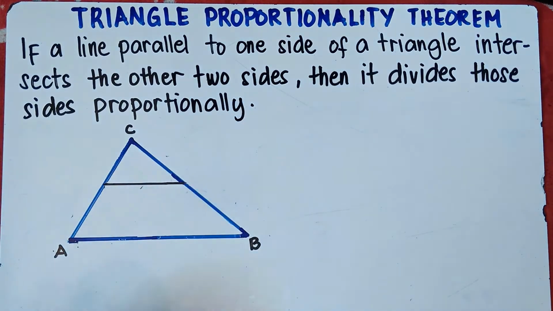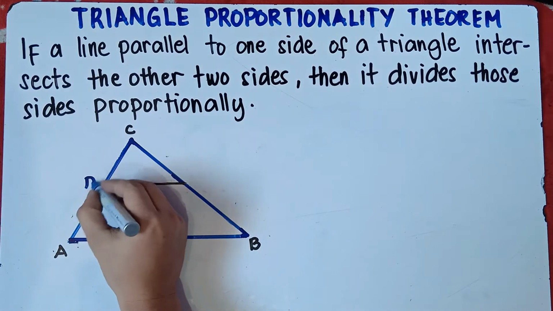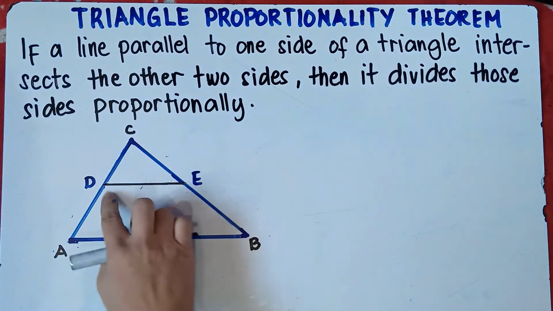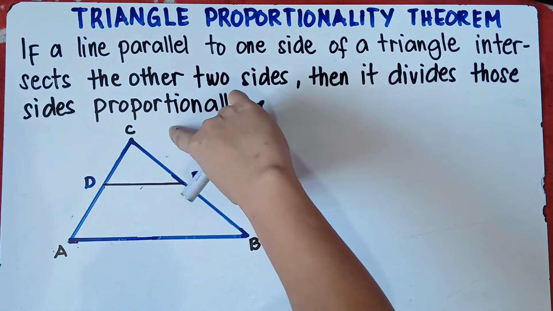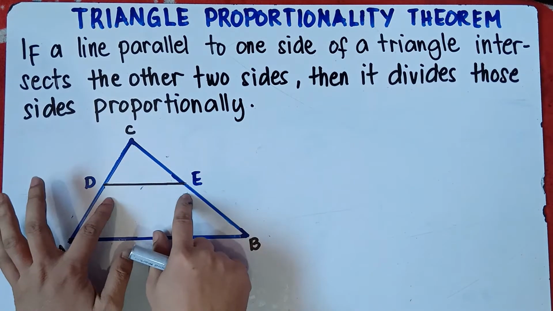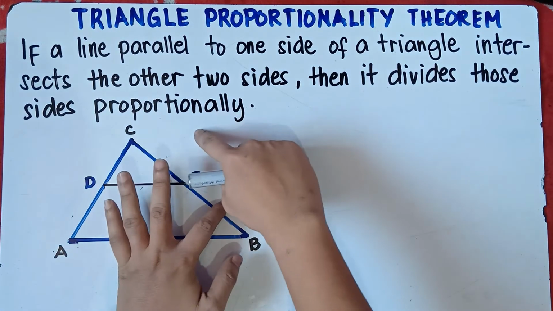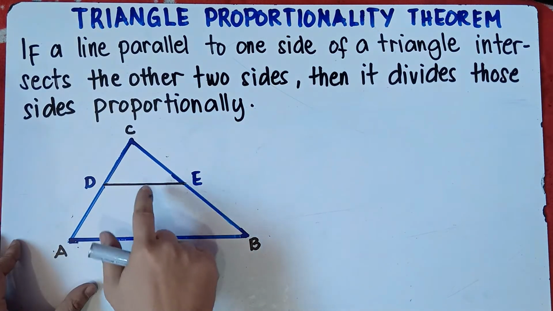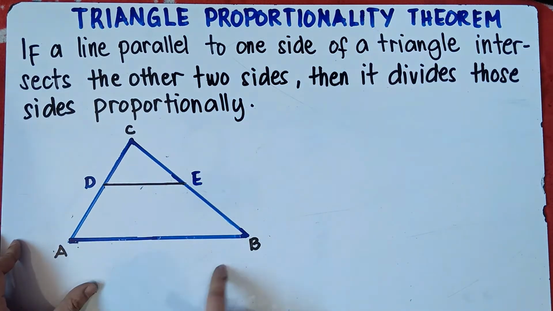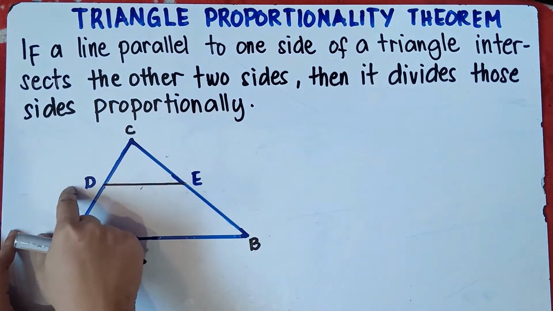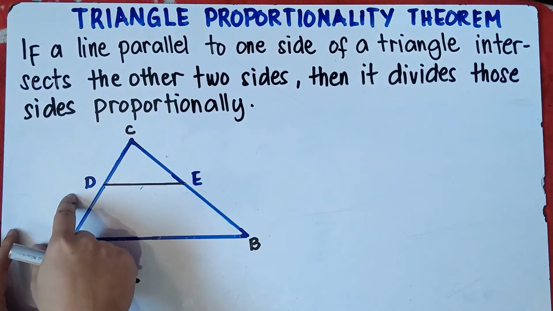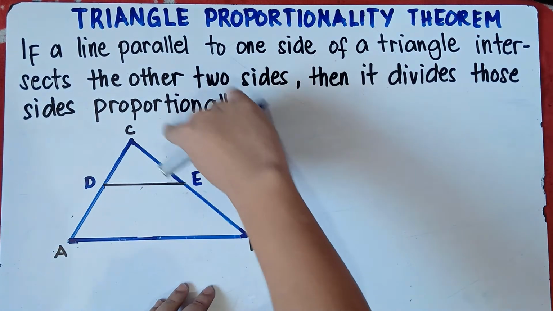So once again, let's label this line. This will be DE. Once again, class, this line intersects line segment AC and line segment CB. This line intersects this side, and then we can create a proportion because this line is parallel to line segment AB. So once again, this side over this side, CD over DA, will be equal to CE over EB.